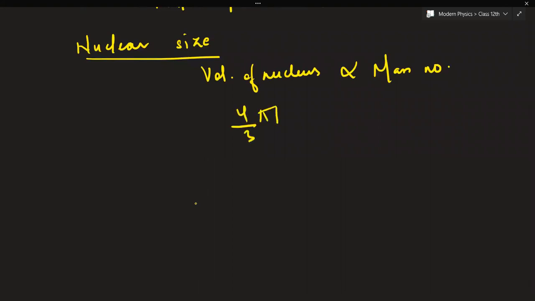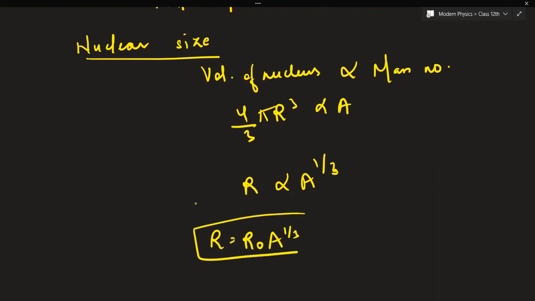4/3 pi r cube is proportional to A. Everything else is constant. So basically, the radius is proportional to A to the power 1/3. We'll take R cube equal to this. Now the constant that we get is R naught A to the power 1/3.